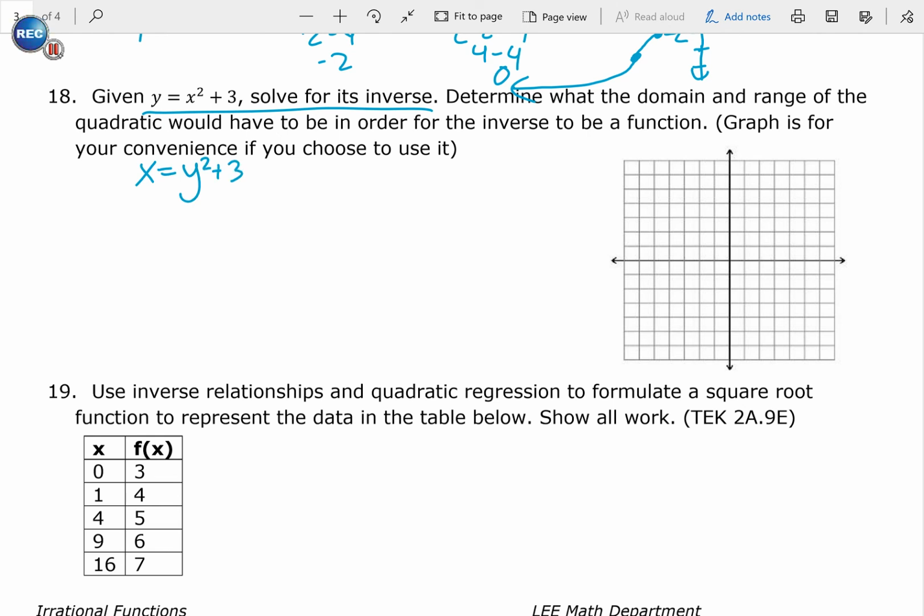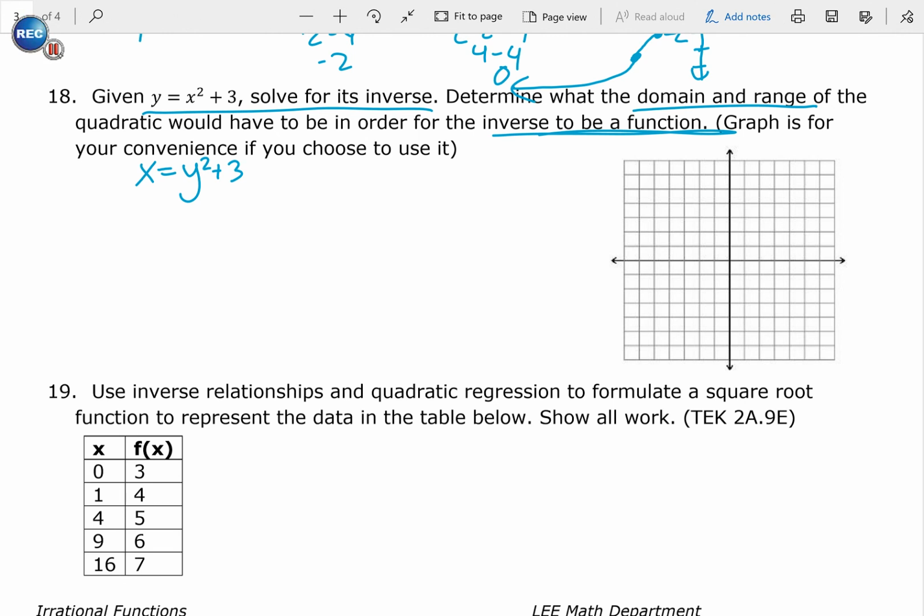Okay. And then the next step is we're going to determine the domain and range of the quadratic that it would have to be in order for it to be an inverse of the function. The graph is for your convenience if you choose to use it. Okay, so looking at this, we're going to go ahead and isolate y.